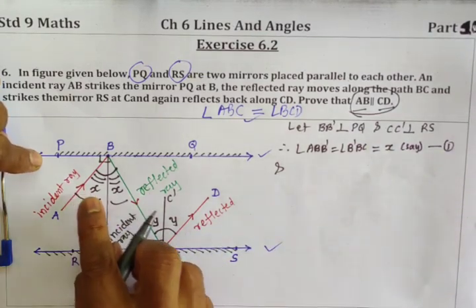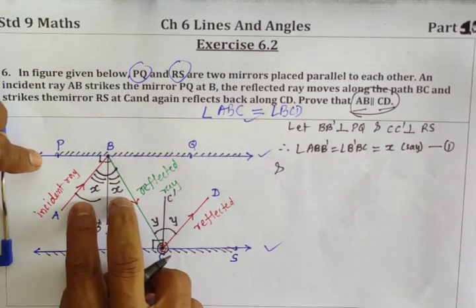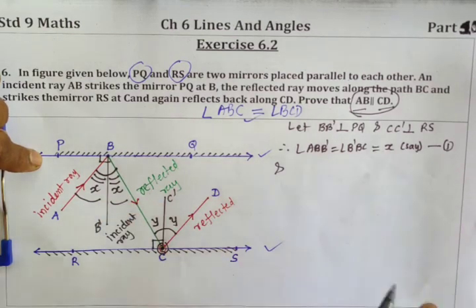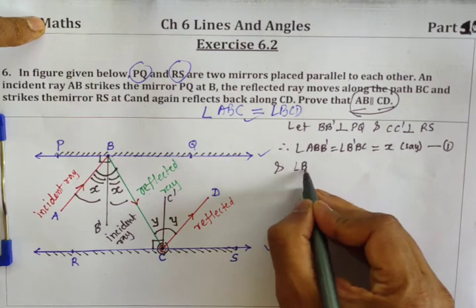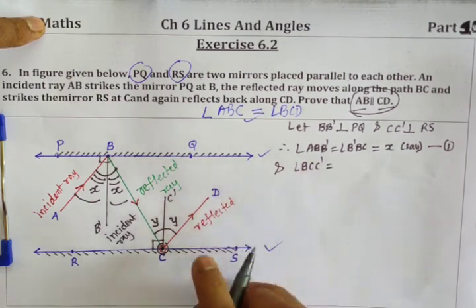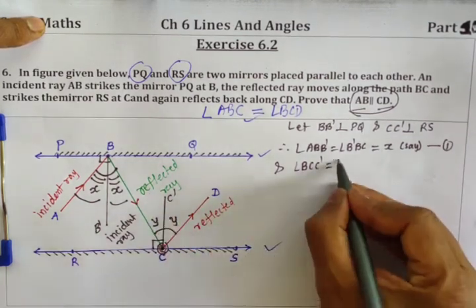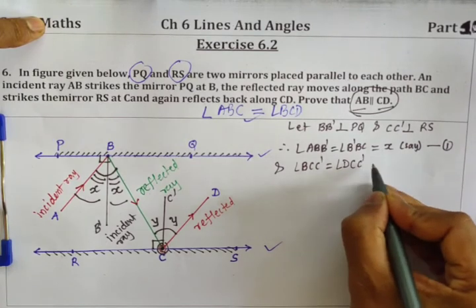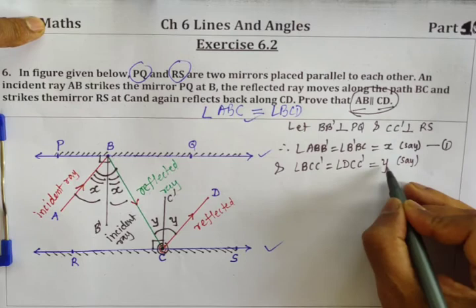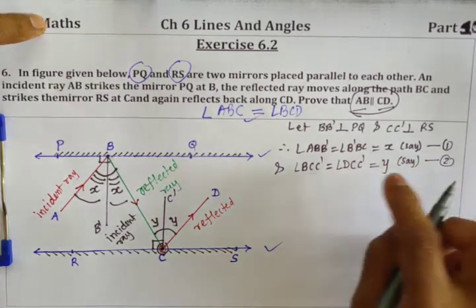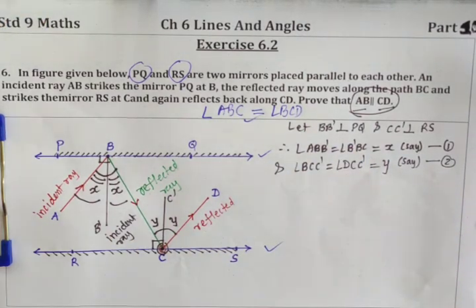Alright. This angle and this angle are equal. And we are calling the measure of each as X. Same way, angle BCC dash is equal to angle DCC dash, and I am going to call each as Y. Say, suppose Y, and this is result 2. Both these results are obtained by the law of reflection of light. We just discussed it earlier, right?